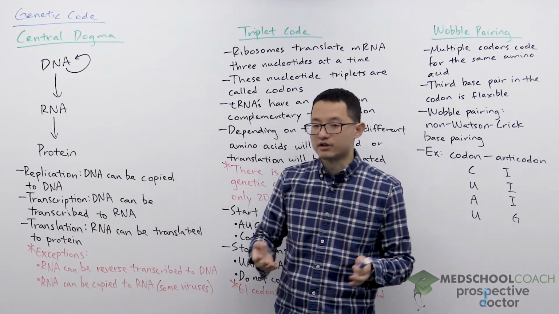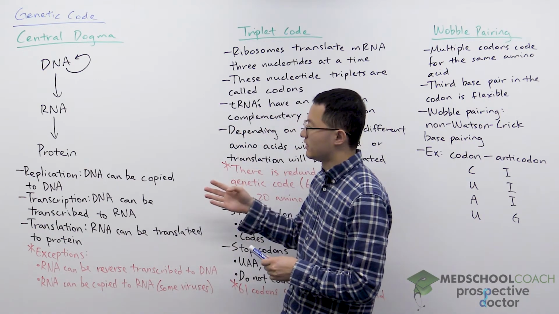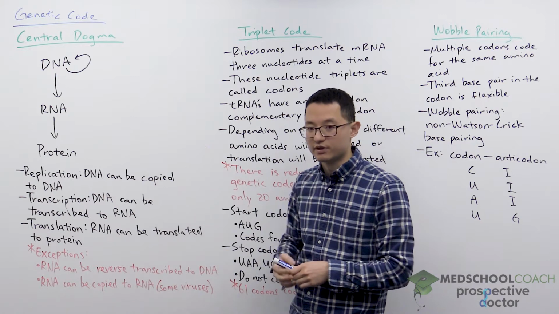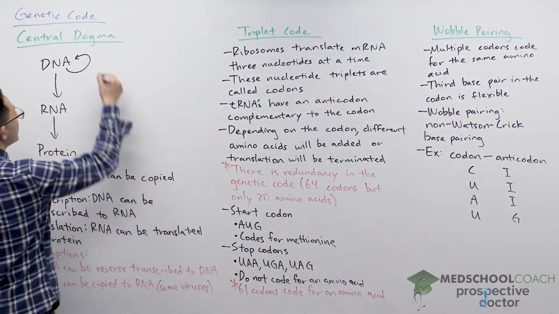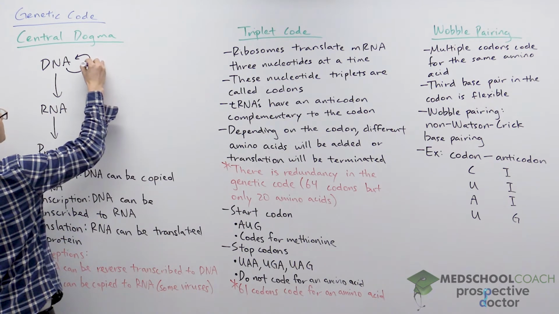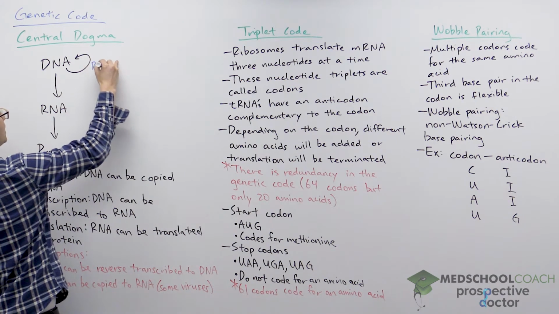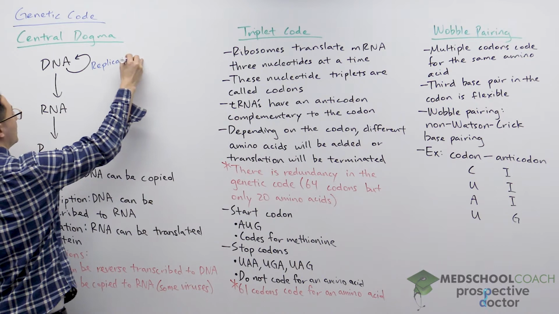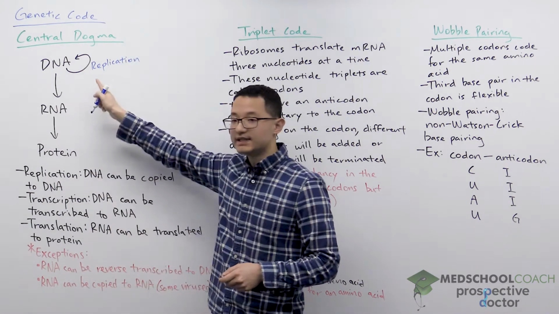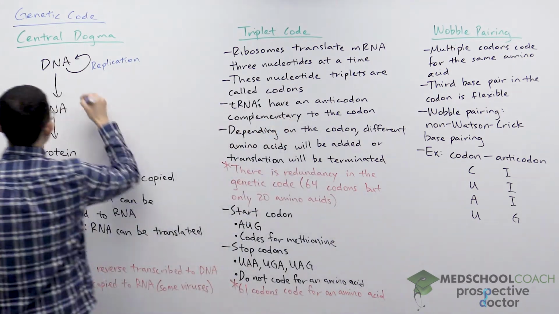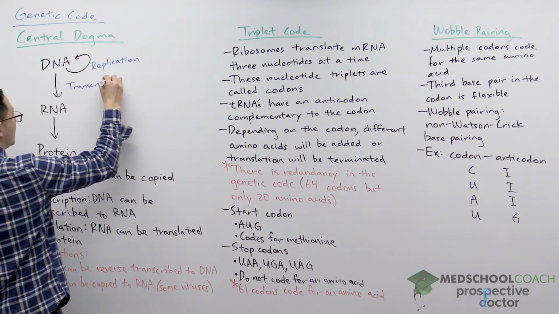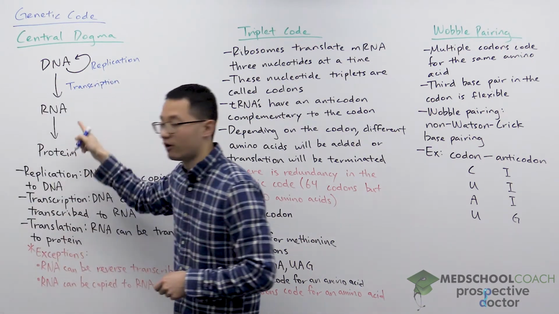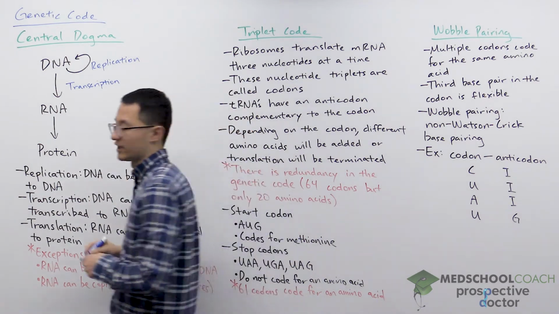There are a few things I want to talk about. So first of all, it's not just DNA to RNA to proteins. Another aspect of the Central Dogma is DNA to DNA. So this is DNA replication. DNA to RNA, this is called transcription. And RNA to protein, this is called translation.